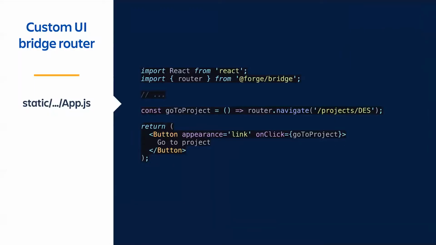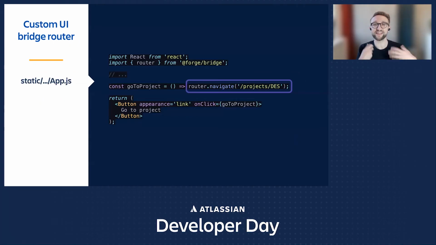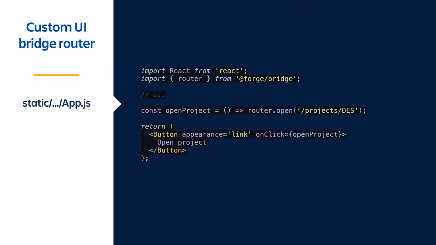And what's new here is that it contains router, which gives you ability to navigate user. Like here, by router navigate, which as you see is imported from the Forge Bridge package, and by using their relative paths to instance-based URL, I can navigate user to the other pages of Jira or Confluence in other case. So that's fair, but I can also use another option. So instead of navigate, I can use open to open the page in the new tab.